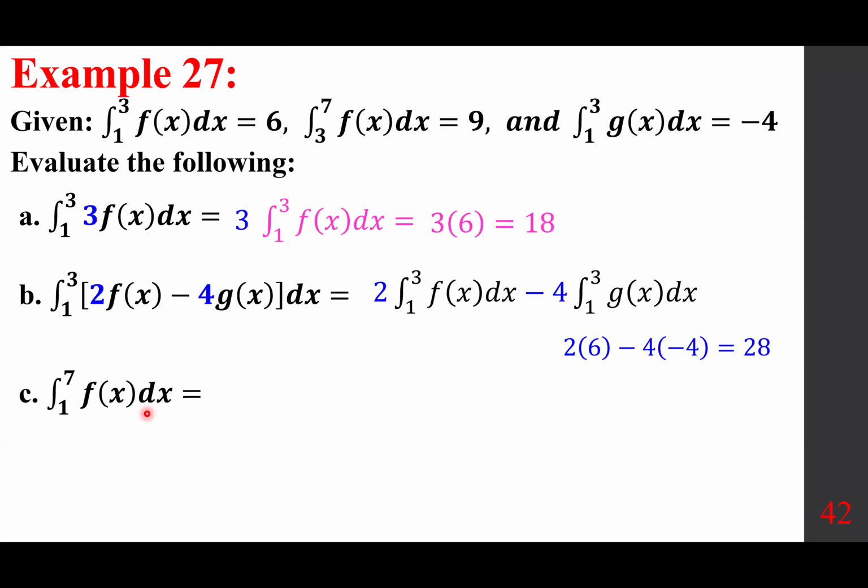The integral from 1 to 7 of f of x dx. Well, from 1 to 7, we see 1 to 3 and then 3 to 7. So add them up. Notice that the 3 here, they must be the same. So this is the same as the sum of these two, which is 6 and 9, 15.